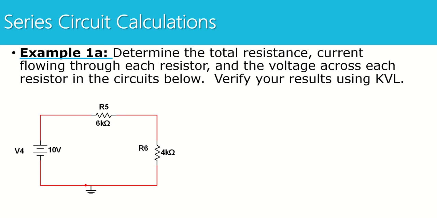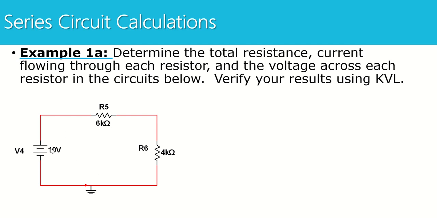Now that we know a little bit more about series circuits and Kirchhoff's voltage law, we're going to do some examples. So we're going to start with example 1A, which is in your lecture notes. Be sure to follow along with me. We're going to start by determining the total resistance, the total current flowing through each resistor, and the voltage across each resistor in the circuits below. And then we're going to verify that our results are right using that new law we just learned, KVL, or Kirchhoff's voltage law.